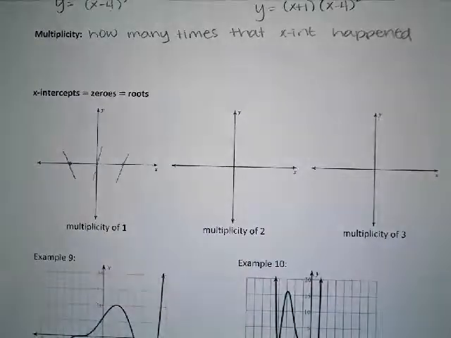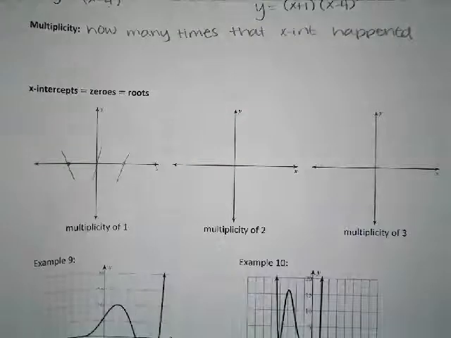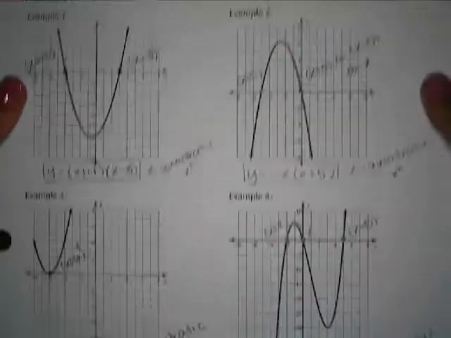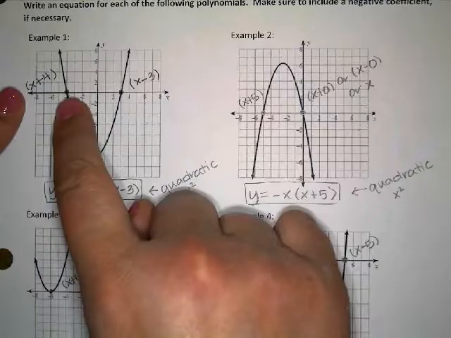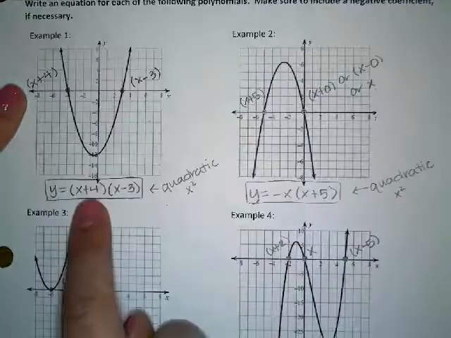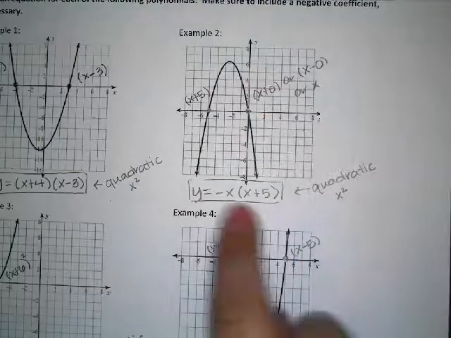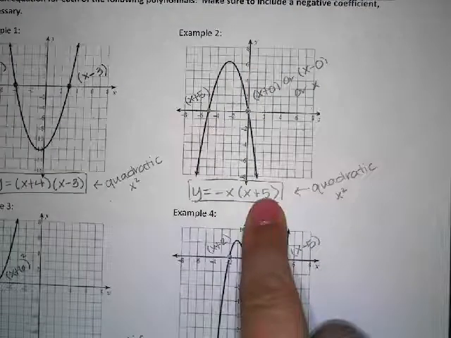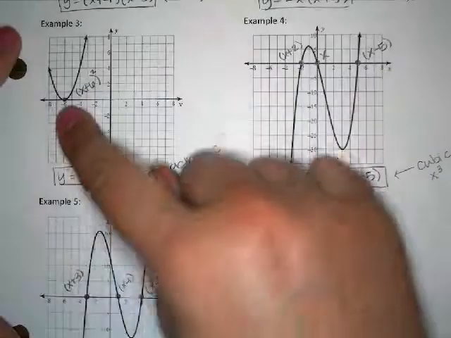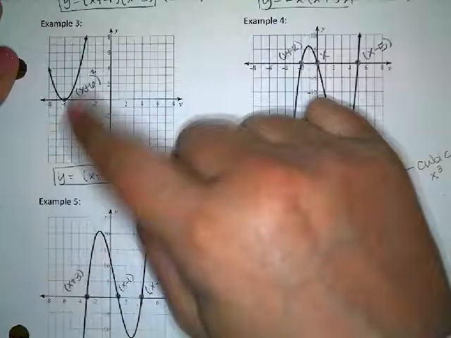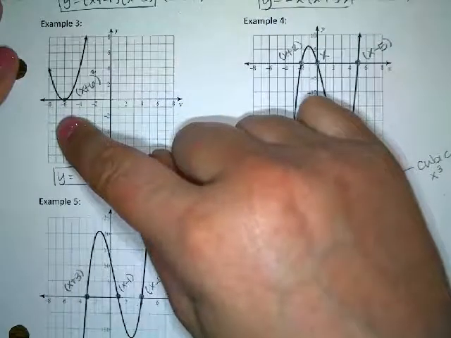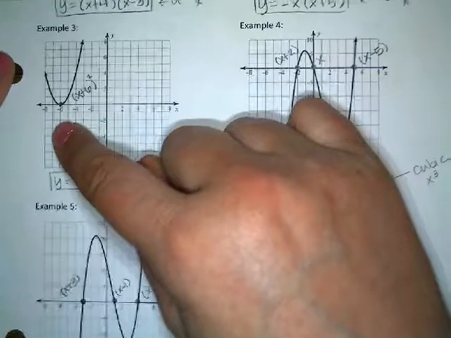So if we look back at the previous page, these were all multiplicity of 1. That answer happened once, so it went straight through, straight through. So this answer happened once, this answer happened once. Straight through, this answer happened once, this answer happened once. This answer happened twice because it didn't go straight through the x-intercept. Do you guys see the difference in how they look? This answer happened once, once, once. Straight through, straight through, straight through. Does that make sense?